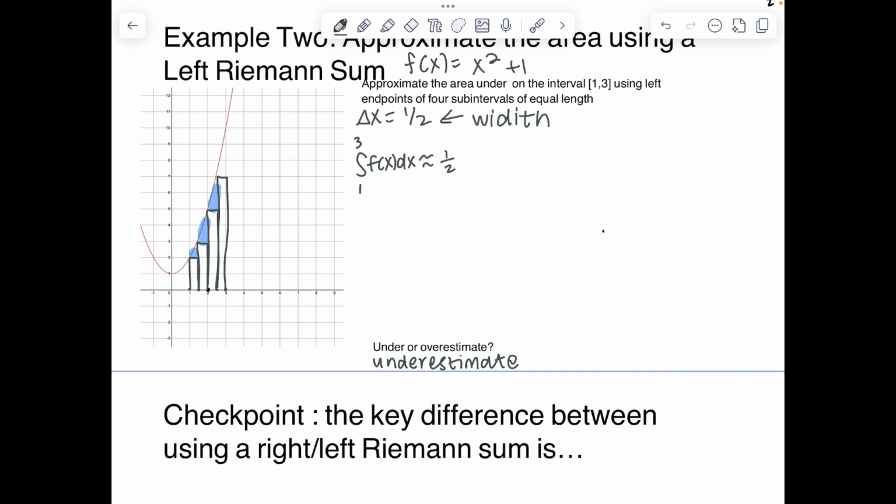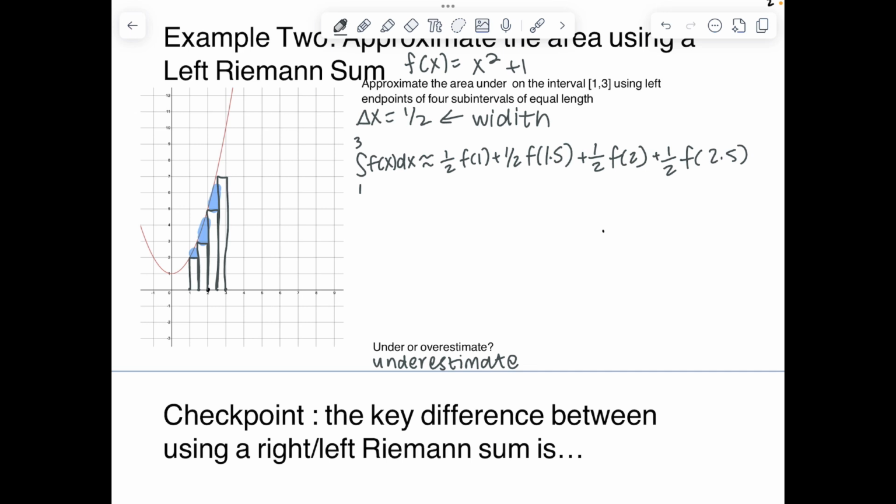And all of their widths are 1/2, but this time, since I'm starting from the left, the length of this rectangle is now, instead of f of 1.5, it was actually f of 1, because that's what this value is right here. So this is f of 1, and then it's f of 1.5, and then it's f of 2, and then finally it's f of 2.5. So notice this time the right endpoint gets left out.